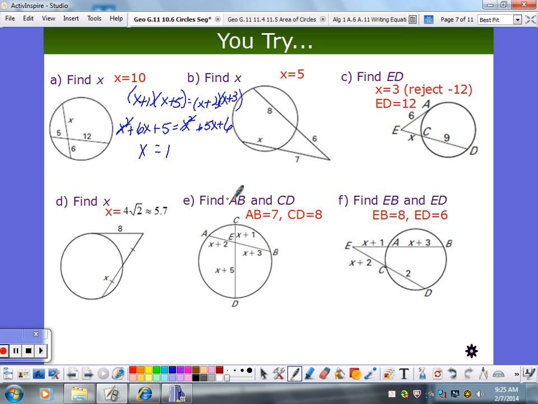And then if you want to find AB and you want to find CD, you've got to plug in the number. So 1 plus 2, that's a 3, that's a 4, so AB is 7. 1 plus 1, that one's 2, that one's 6, 2 plus 6 is 8. So that's a good one. It's nice when they cancel out, when they're easy.